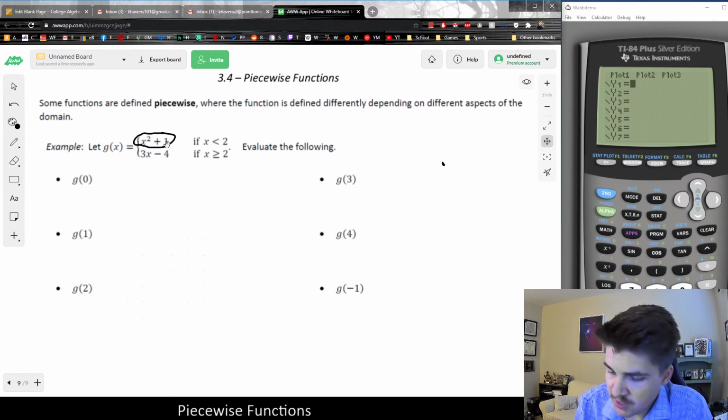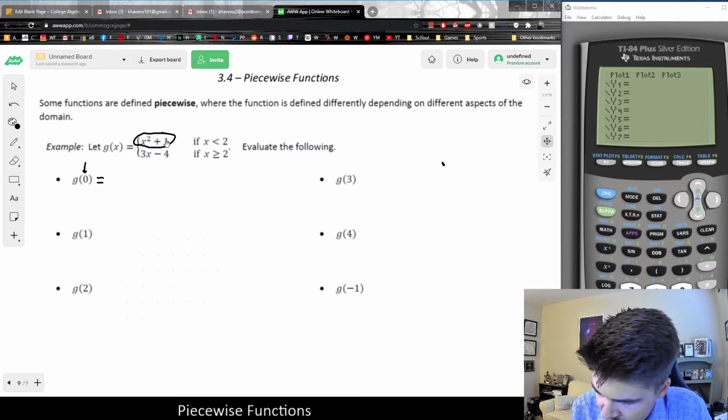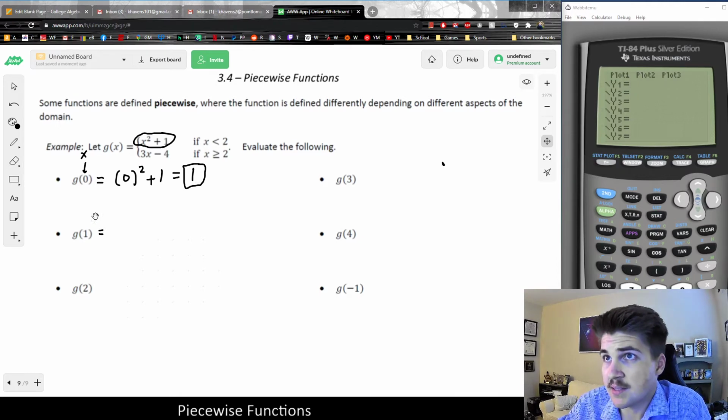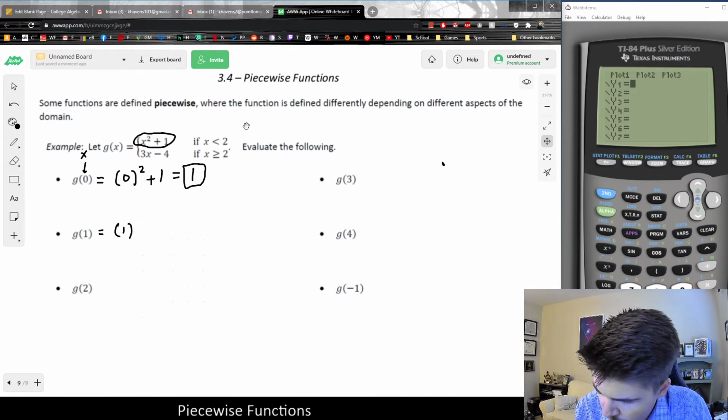So in the case of g of 0, we're going to be using the first formula because the input x is less than 2. So we're going to be using the formula x squared plus 1. So 0 is going to be plugged in, but it's 0 squared plus 1, which is, of course, 0 plus 1, or 1. So we can see that g of 0 is equal to 1. And g of 1, we'd follow the exact same process, because 1 is less than 2. So we're going to still be using that first formula.